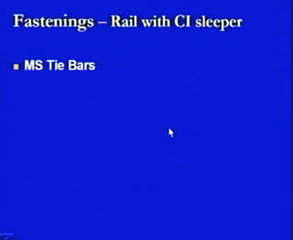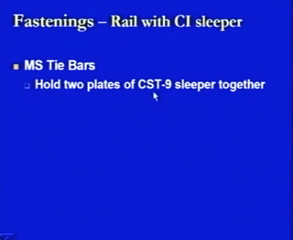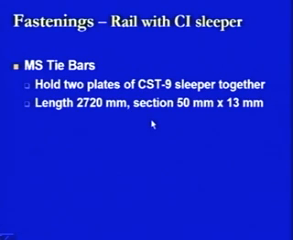Then there is a mild steel tie bar which is used so as to connect the two sleepers which are provided below the two rail sections used in the same gauge. These hold the two plates of the CST9 sleeper together, and its dimensions are length 2720 mm and section 50 mm by 13 mm.